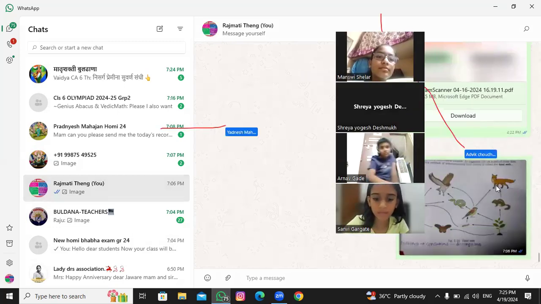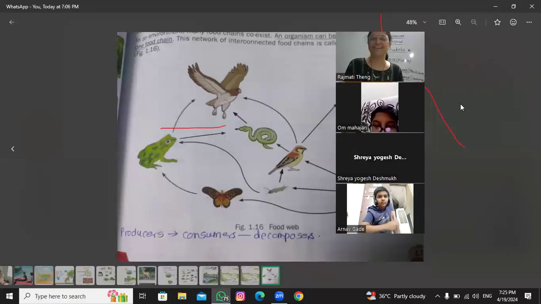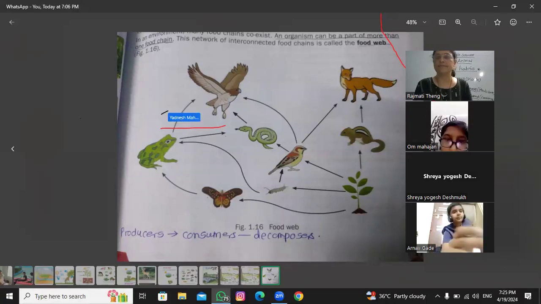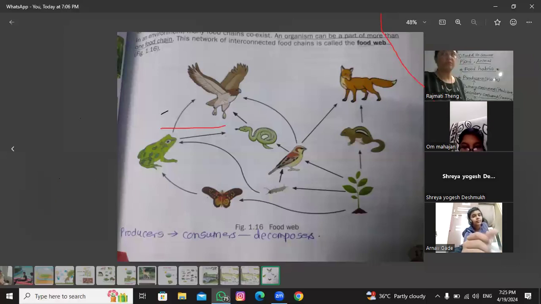Advik, don't use it, beta. Okay, don't use it. Are you able to see the picture? Anyone have the book? Take this one also.